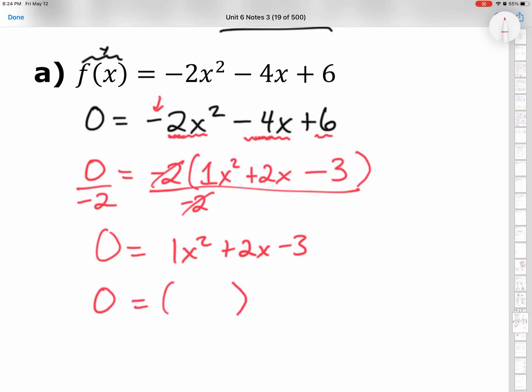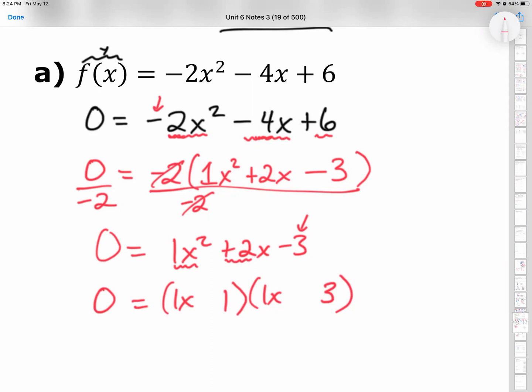You can factor by splitting the middle term. We're going to use the shorter method on this one. What times what gives us this 1x squared? Well, 1x and 1x does that. And then what number times what number gives us 3? Well, we've got 1 and 3. 3 times 1 gives us 3, right? And then we're trying to get this b value of positive 2 in the middle.